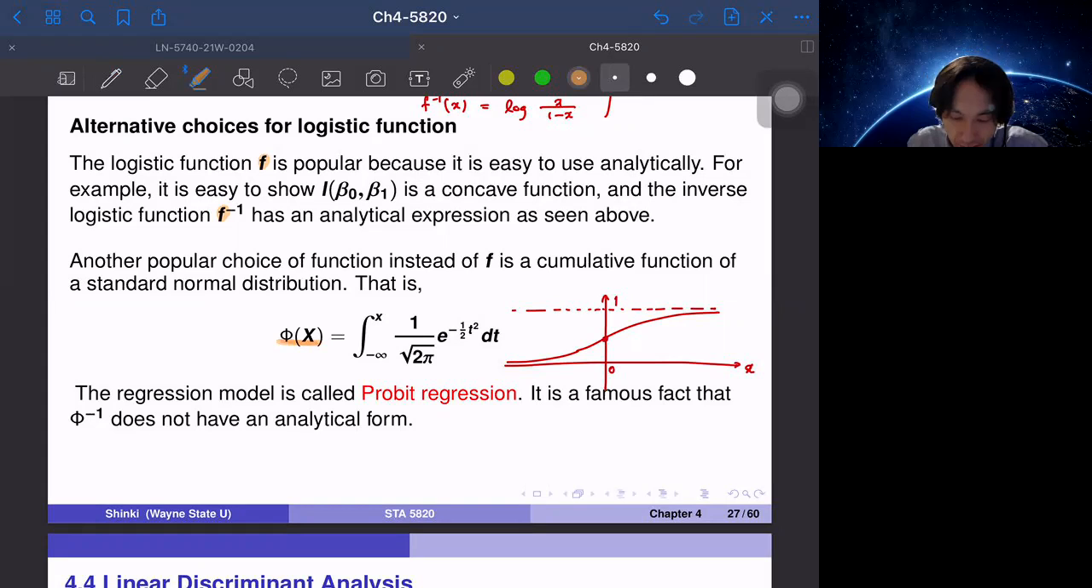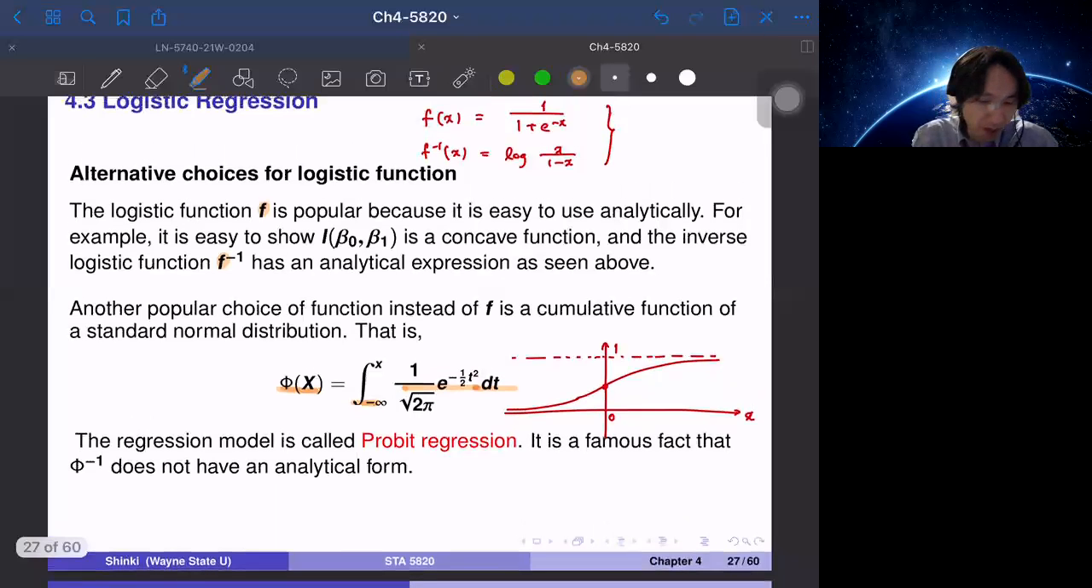But this is a little more complicated. We have an integral here, and this is the exponential of negative 1/2 times t squared. So it's more complicated than the logistic curve. To make matters worse, phi inverse does not have an analytical form, so numerically it's more expensive than logistic regression. That's why logistic regression is probably more popular.